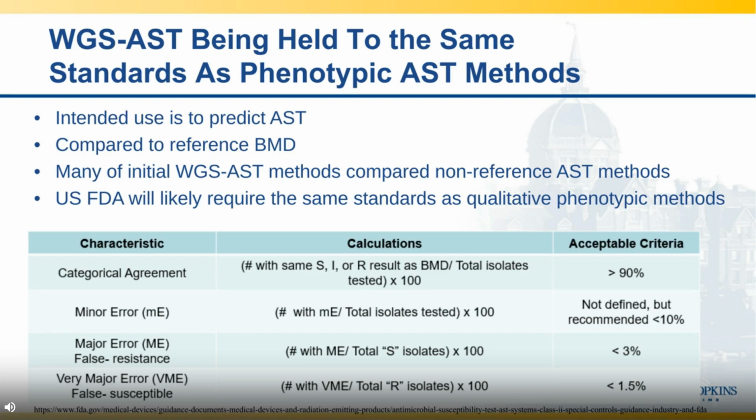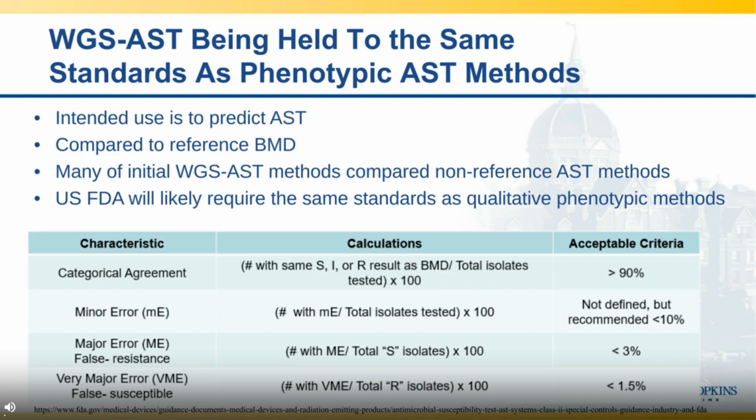Many of these initial studies that I quoted throughout this presentation, especially that initial slide where I compared a bunch of them, were using non-reference AST methods as their comparator. However, if we really want to get this methodology through the FDA, they're going to require the same standards as traditional phenotypic methods, where you're going to need to compare to a reference broth microdilution method, as well as assess your results in terms of categorical agreement. Are you getting the correct susceptible or resistant categories? And then also further looking at the types of errors you're encountering.